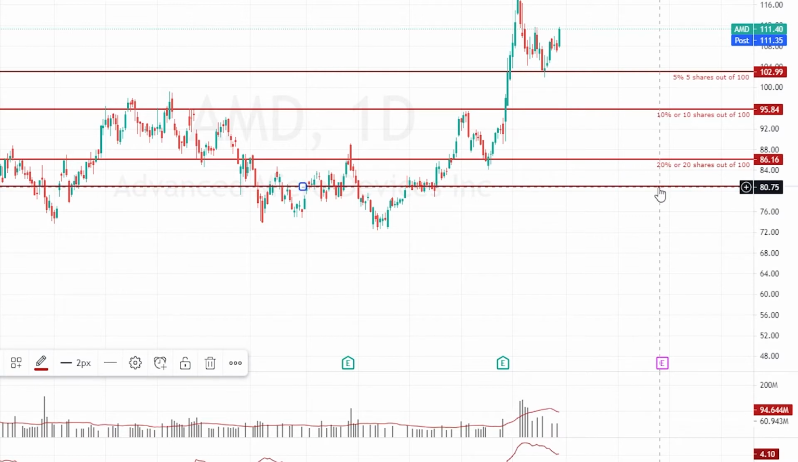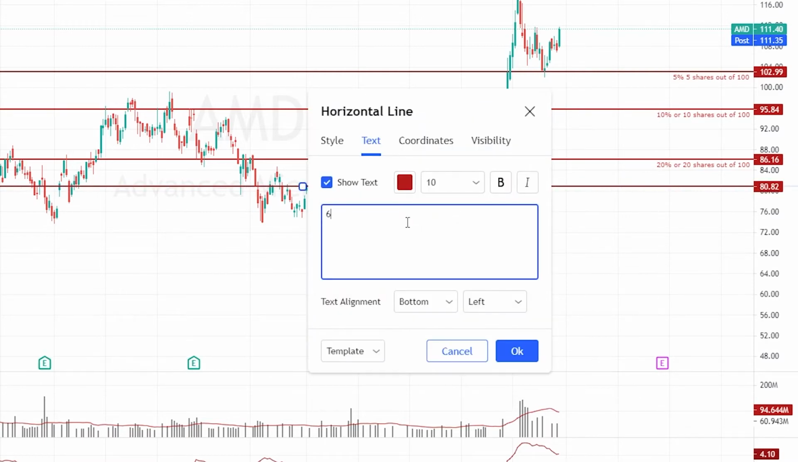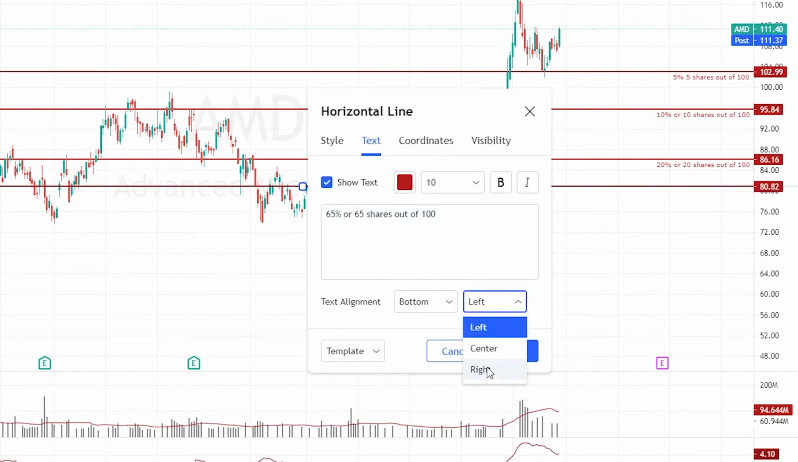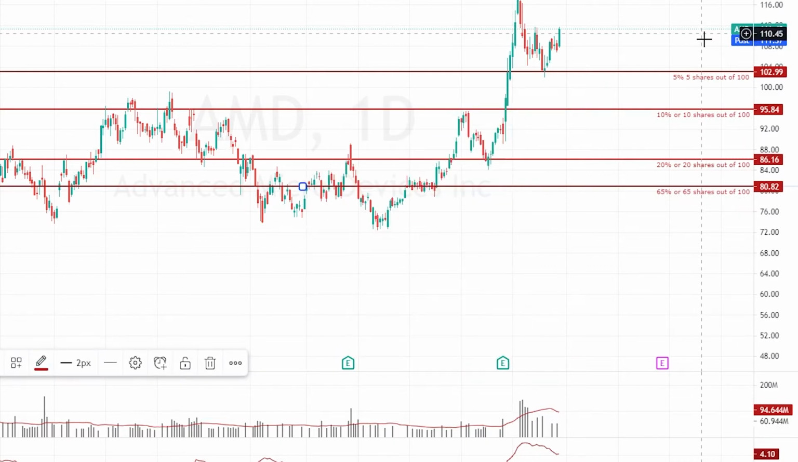And my last leg, I would get 65%, or 65 shares out of 100. Okay. Now, you don't have to use these numbers. This is just what I do, and I do it consistently. And I either am building a 4-leg pyramid or a 3-leg pyramid.